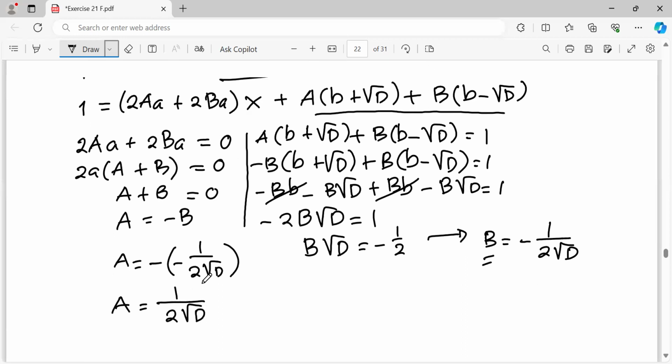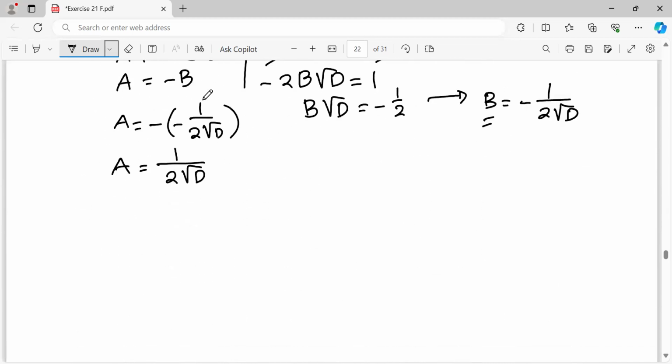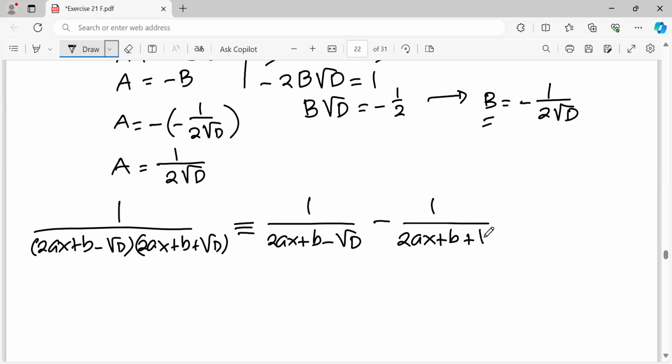So this expression we can write as 1 over (2ax plus b minus square root d) times (2ax plus b plus square root d), which is equivalent to 1 over (2ax plus b minus square root d) minus 1 over (2ax plus b plus square root d).